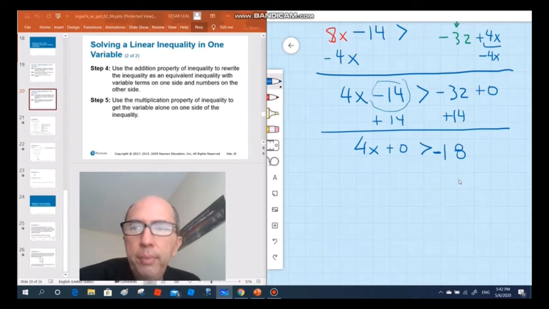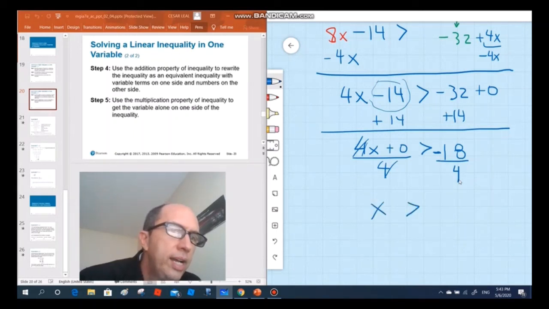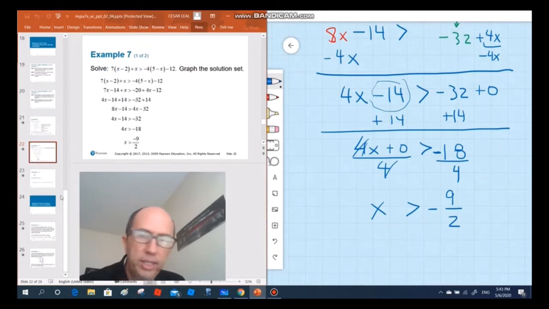Step 5 is use multiplication property. So multiplication property here. Divide both sides by 4. We can simplify. X greater than negative 18 divided by 4 is negative 9 divided by 2. Let me see if I got the right answer. Yes.